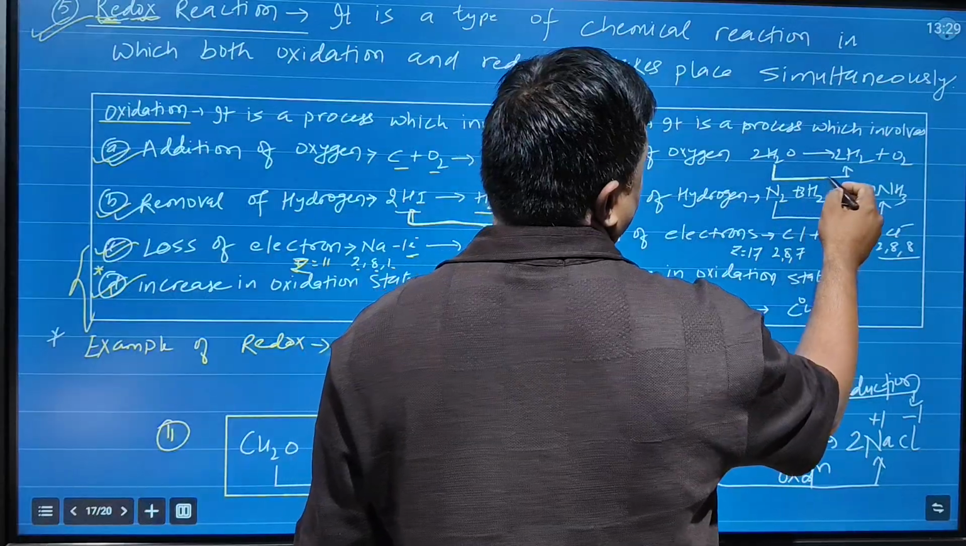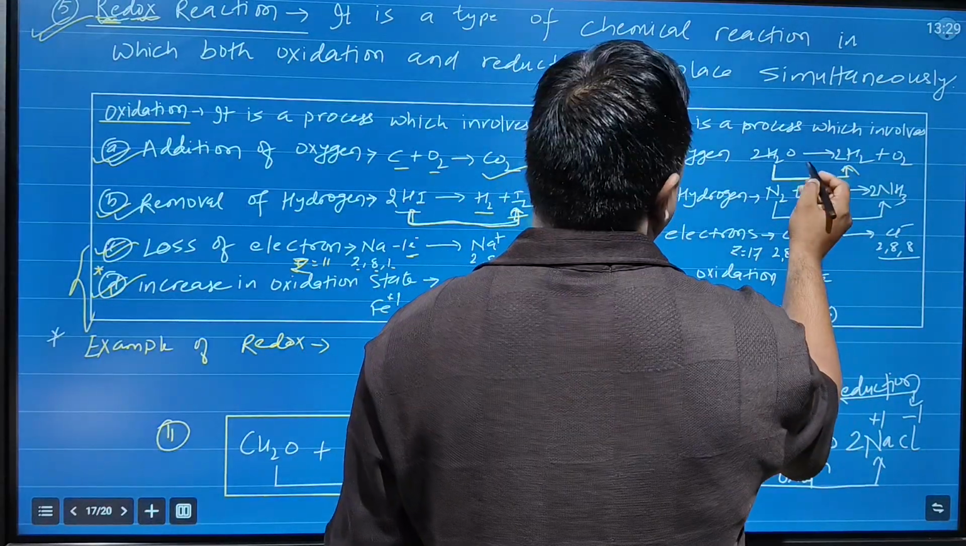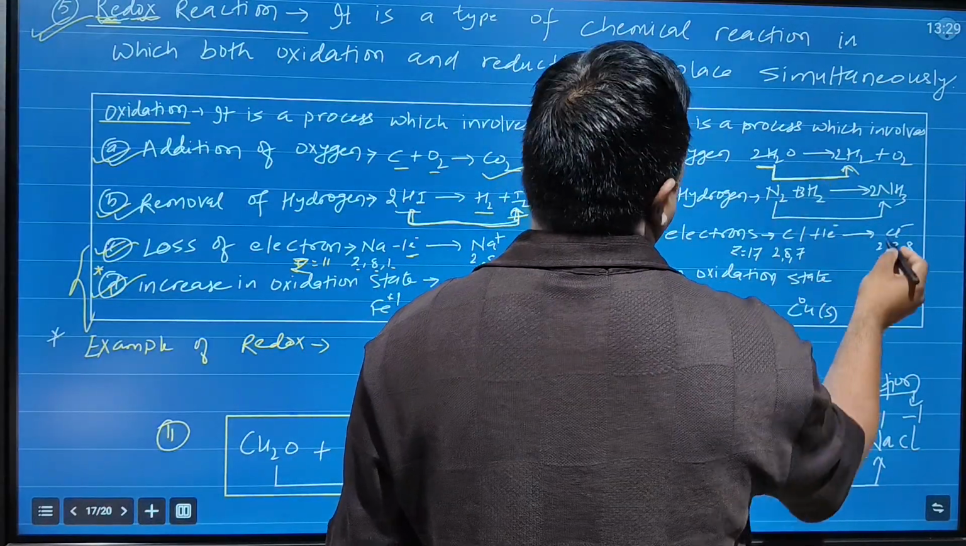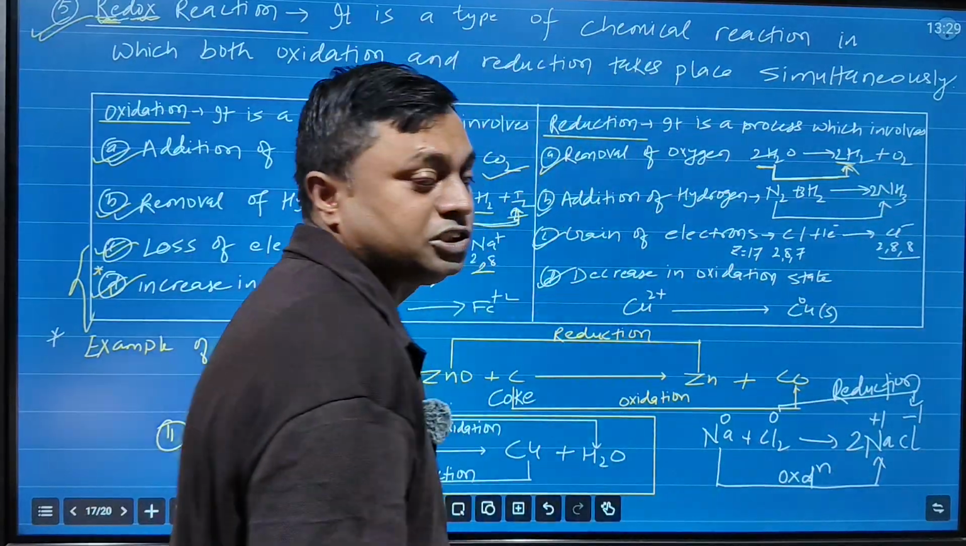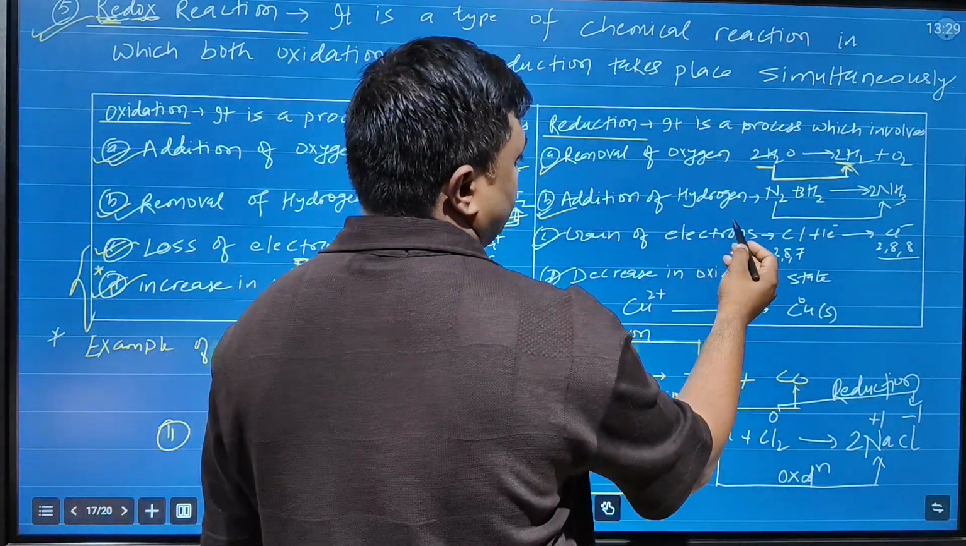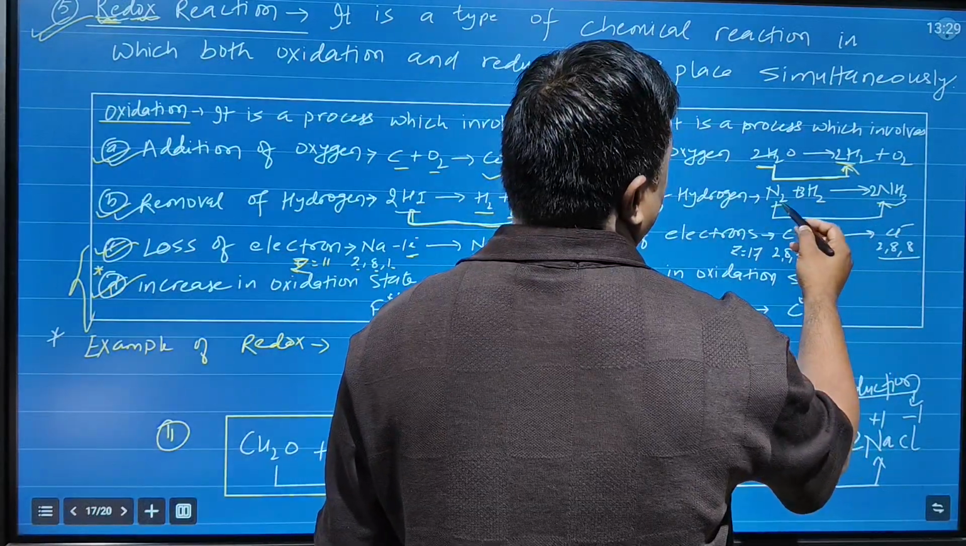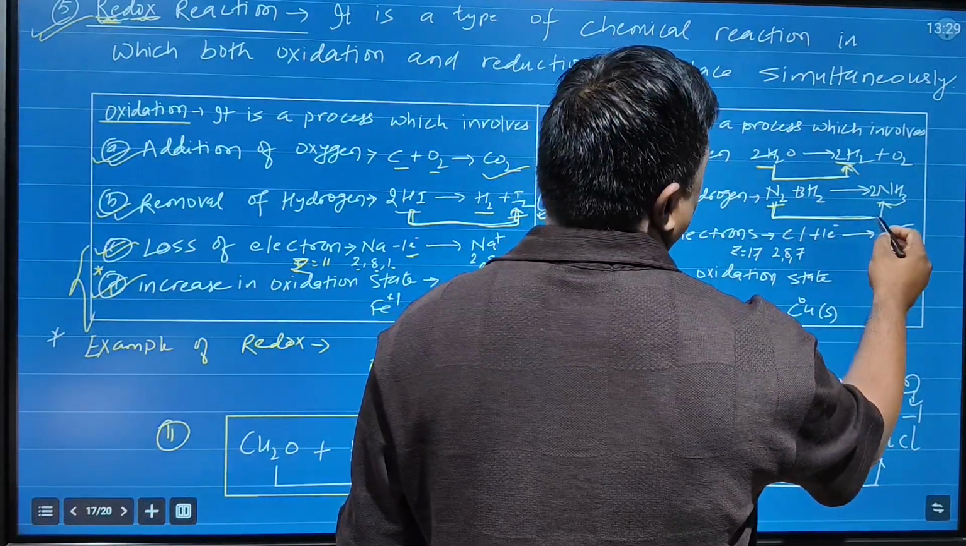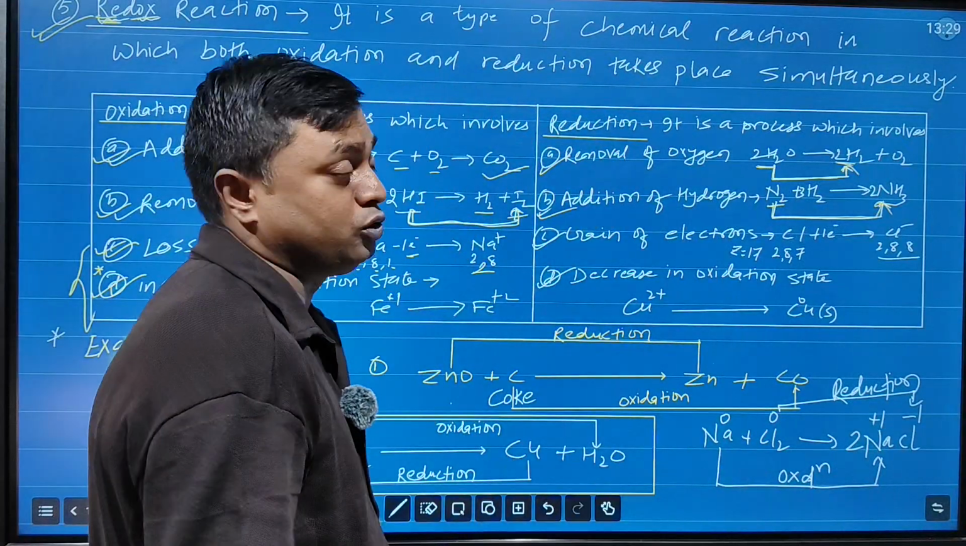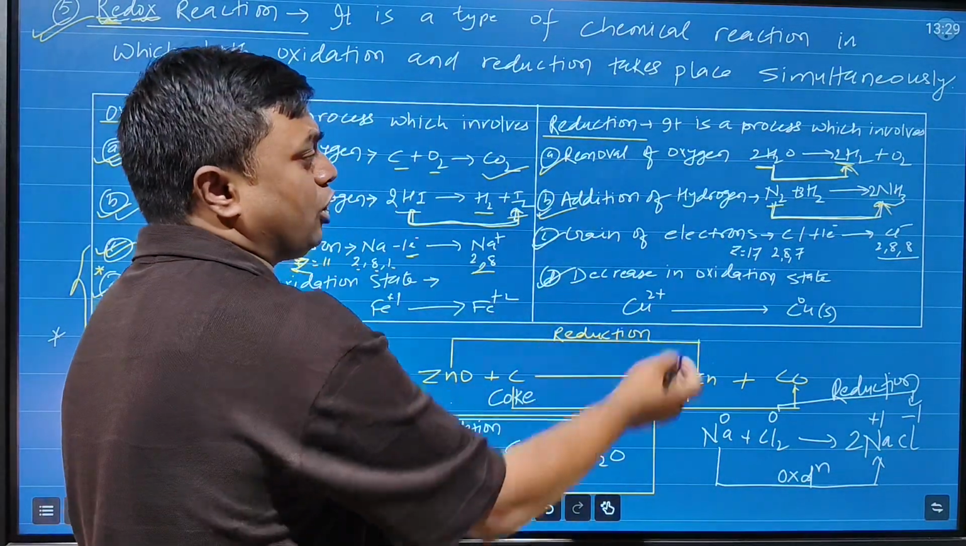Like H2O giving rise to H2 and O2. You can see here, with hydrogen oxygen is there, with hydrogen oxygen is not there. So what is this? Reduction. Or addition of hydrogen: N2 plus 3H2 gives rise to NH3. With nitrogen, hydrogen is not there. With nitrogen, here hydrogen is there. So there is an addition of hydrogen. That's why it is a reduction. Or gain of electron.